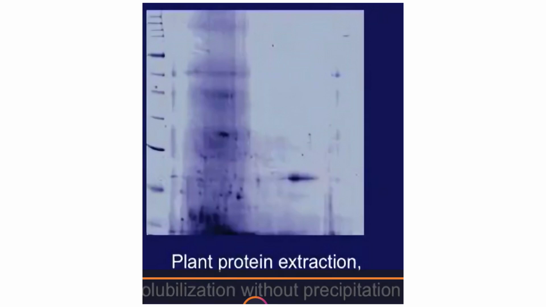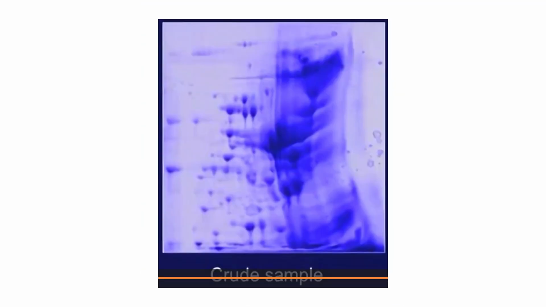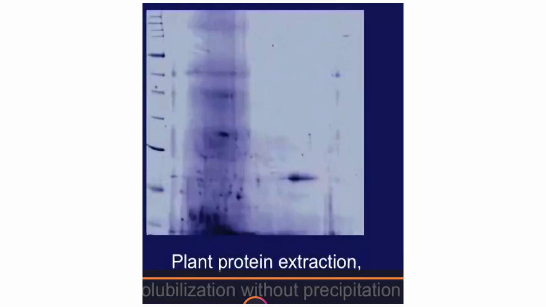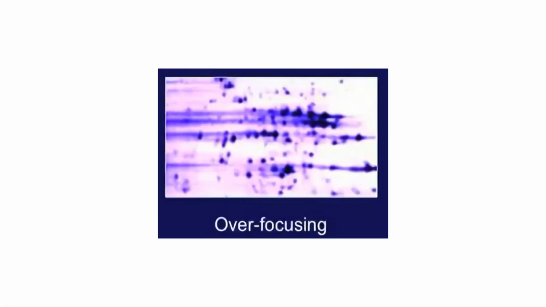Then when the whole crude sample is loaded, nothing is being lysed or extracted. Once you are taking the sample directly, that's called a crude sample. So these are a few examples of good and bad gels, and what might be the probable reason for that. Only equilibration with DTT will give you such kinds of gels. If you equilibrate with DTT as well as iodoacetamide, then the image will be different. And this is because of over focusing.